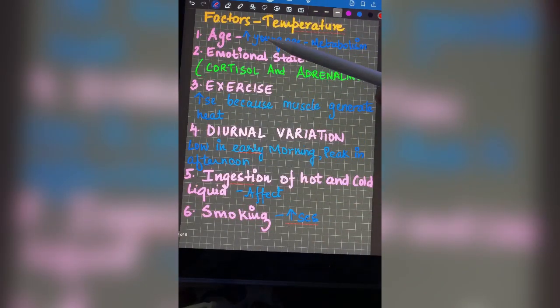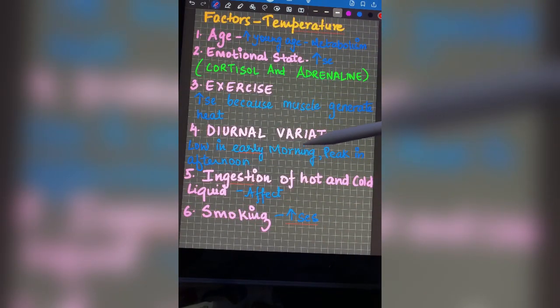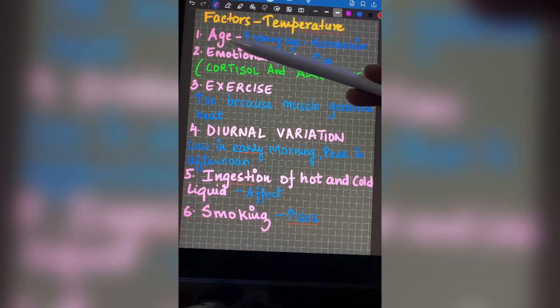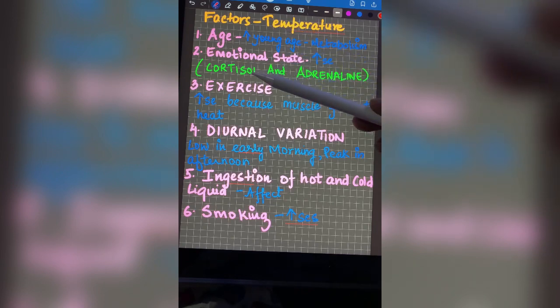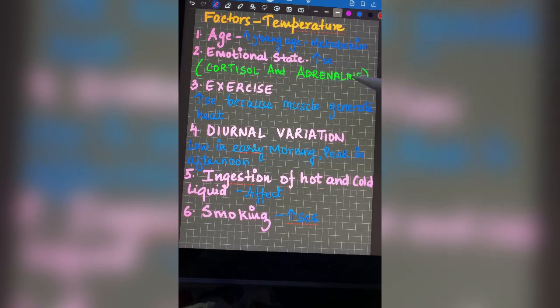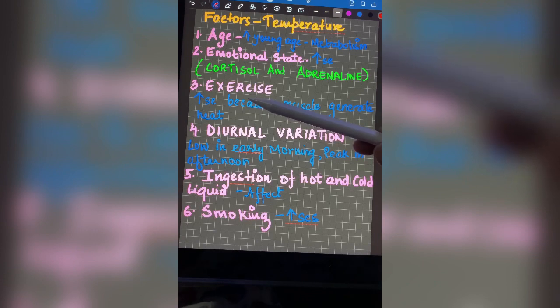Then come the factors which affect body temperature. Let's see them one by one. Age is the first factor. In younger age, the temperature tends to be higher because of the high metabolism rate compared to elderly patients. Emotional state: because of anxiety or anger, our temperature increases because of the release of cortisol and adrenaline hormones. Because of exercise, body temperature increases because muscles are producing heat.